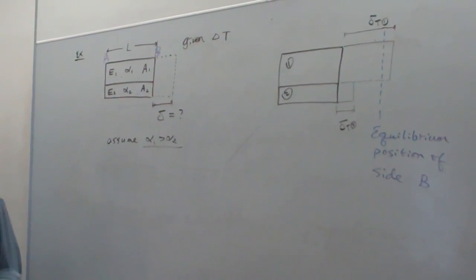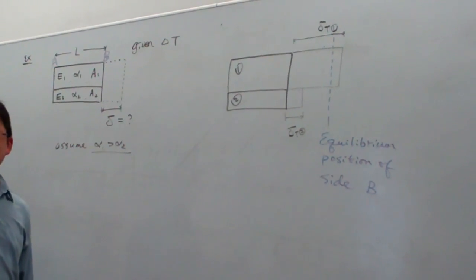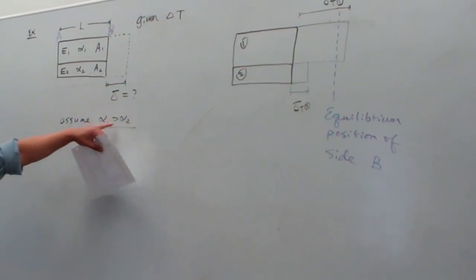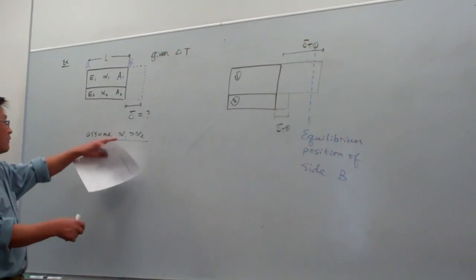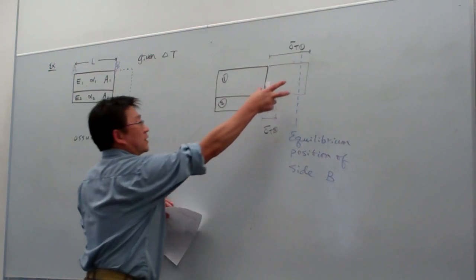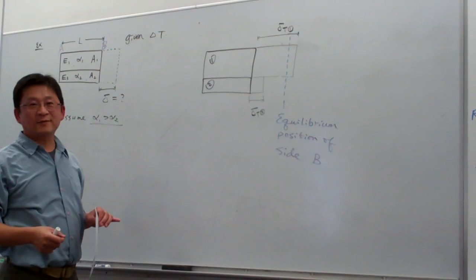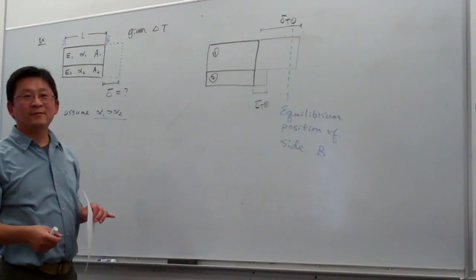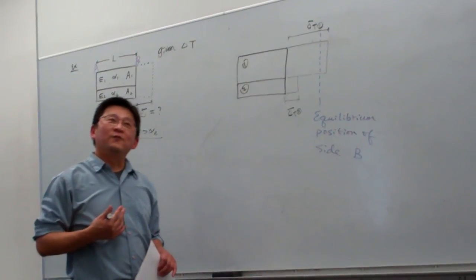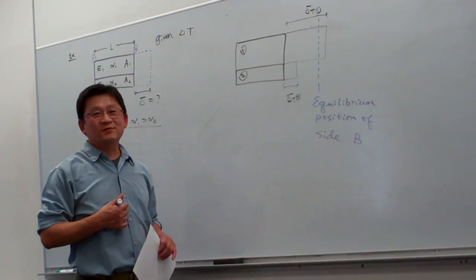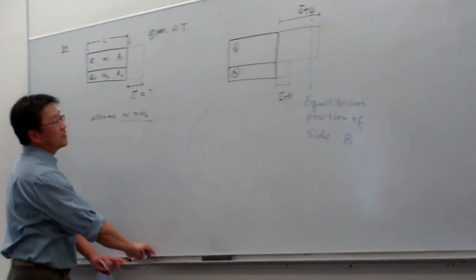Are we okay? So you can't just assume that the alpha of the weaker material governs. Let's assume one is larger than the other. If they are equal, then they expand by the same amount. If alpha 1 is less than alpha 2, then this thermal expansion will be less than this one. But you can't just say that it's automatically going to be the weaker one. The weaker one is kind of tricky. So right now we just stick with this one. Okay.